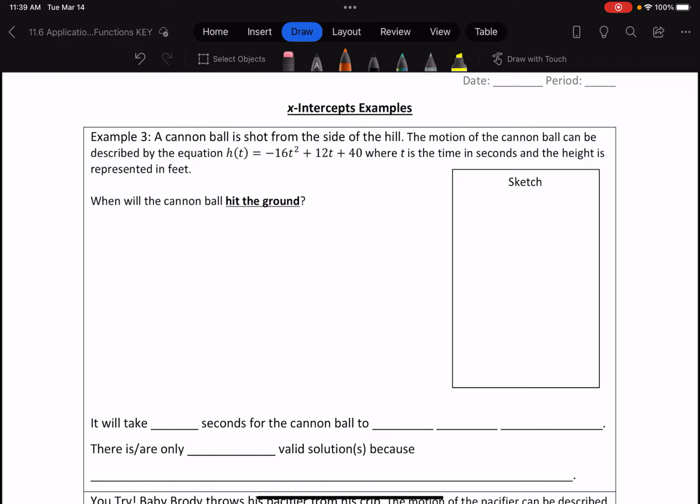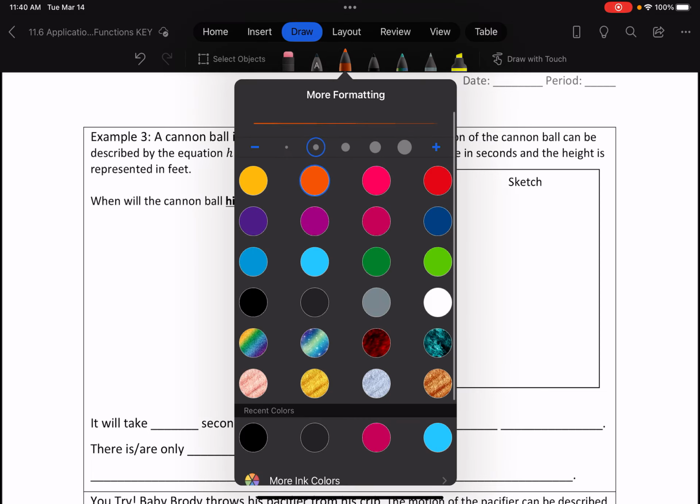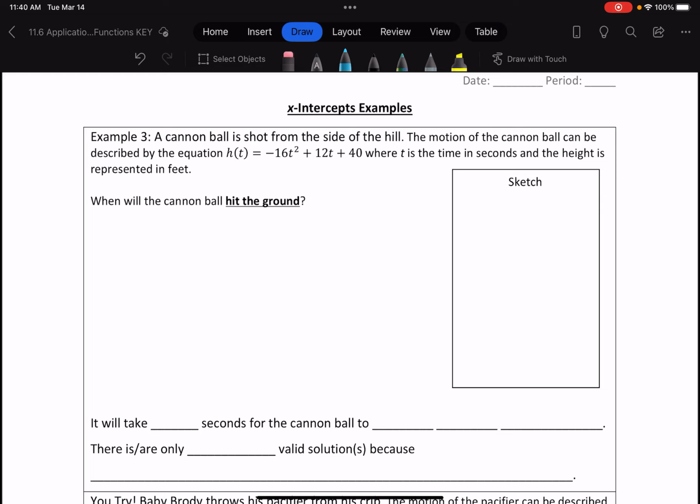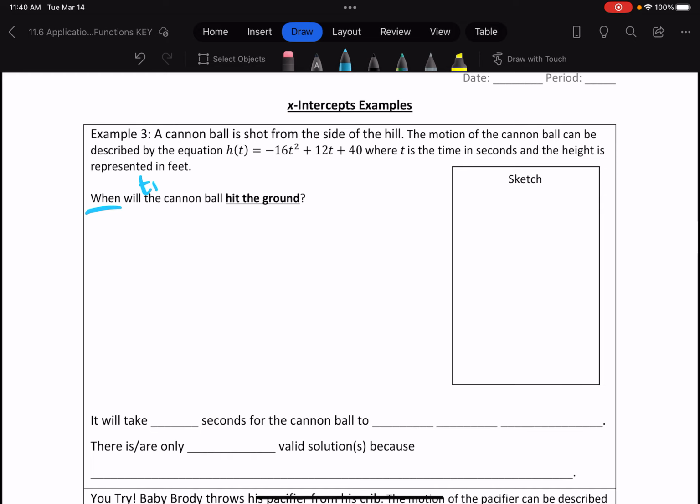So let's look at an example of this. It says a cannonball is shot from the side of a hill. The motion of the cannonball can be described by the equation h of t equals negative 16t squared plus 12t plus 40, where t is the time in seconds and the height is represented in feet. So when will this cannonball hit the ground? Guys, when you see that it says hit the ground and it says when, that is dealing with a time. You should automatically think, oh, this is a time. And if it's hitting the ground, that's going to be an x-intercept.